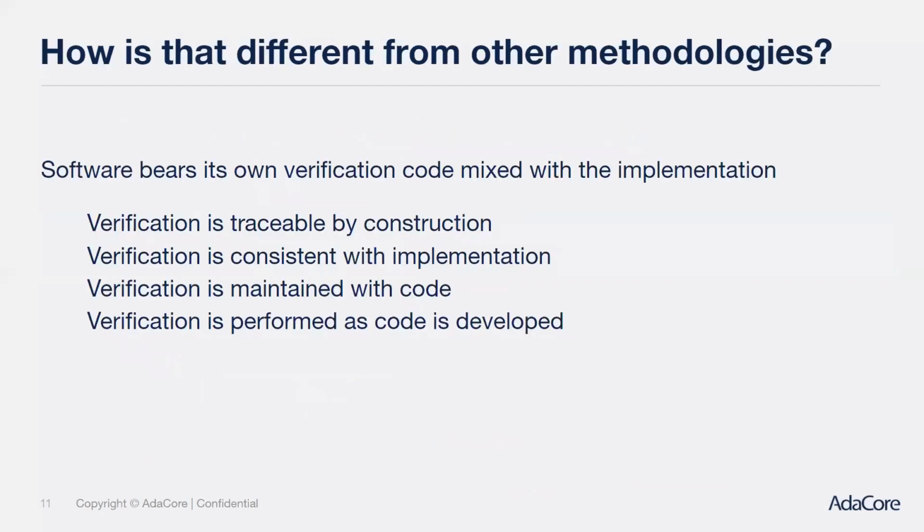So why is all that useful? Why is all of that different from other methodologies? The idea really here is that you have software bearing its own verification mixed with the implementation. So essentially, in the same program, you have both verification and implementation. And the tools can untangle those two things. When you compile for production, of course, you're going to strip all the verification element at compile time. So you will have code that is binary efficient, similar to C.